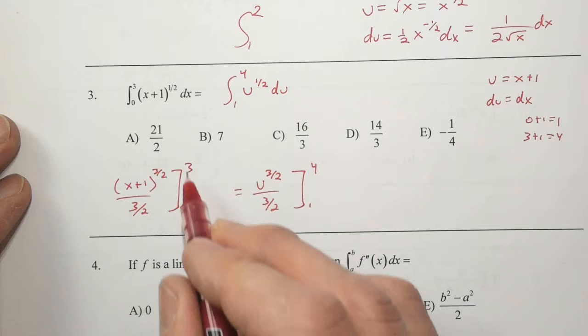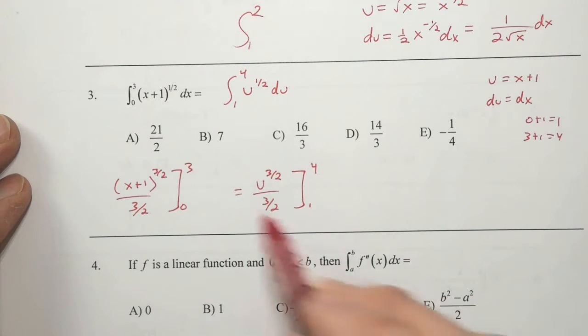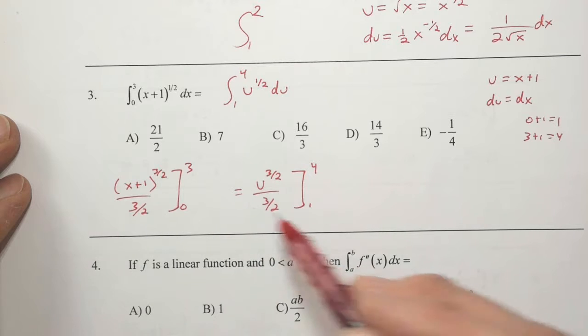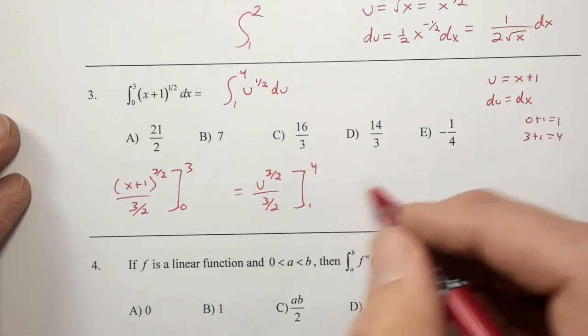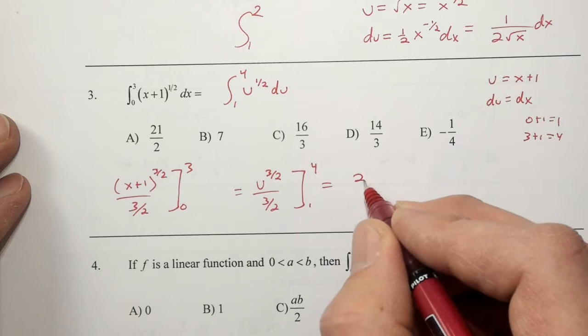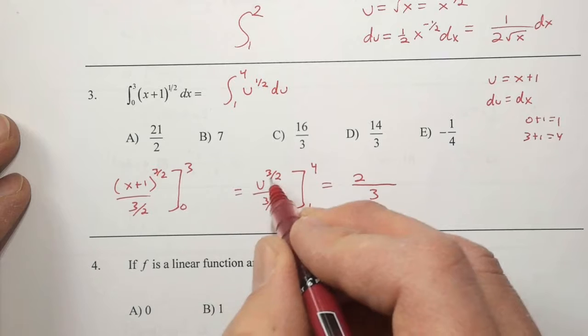Notice the change in the bounds. We use the 0 and the 3 for the x. We use the 1 and the 4 for the u. Both of these are going to produce the same answer. If we are dividing by 3/2, that's the same thing as multiplying by 2/3. So there's our 2/3 and u to the 3/2.